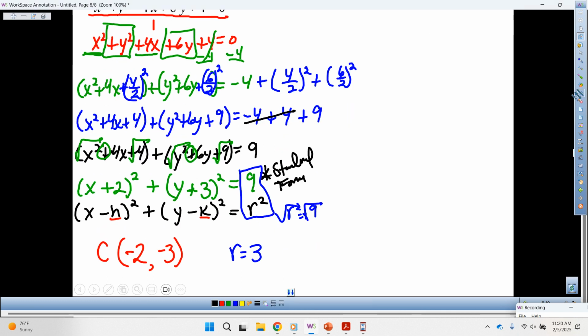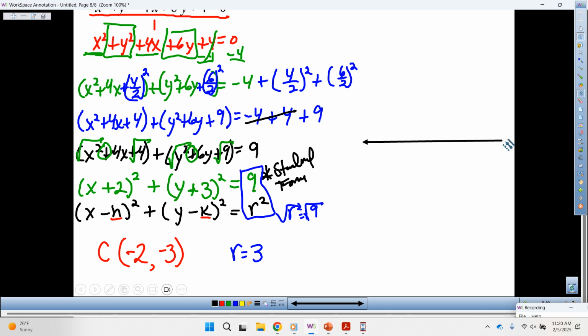There's our process. Make a coordinate plane over here on the right side, guys, and let's graph this. The center is at -2, -3, so -2 on x, 1, 2. -2, -3, 1, 2, 3. So my center is right there.